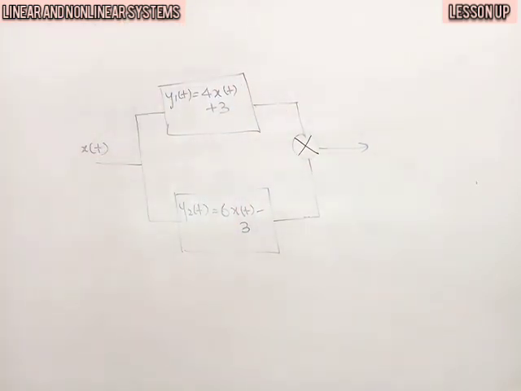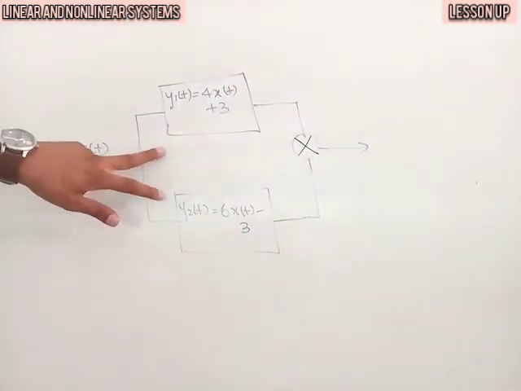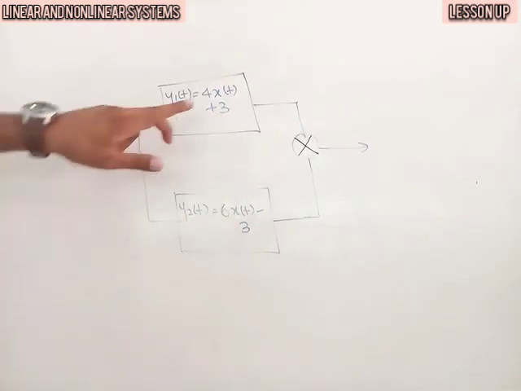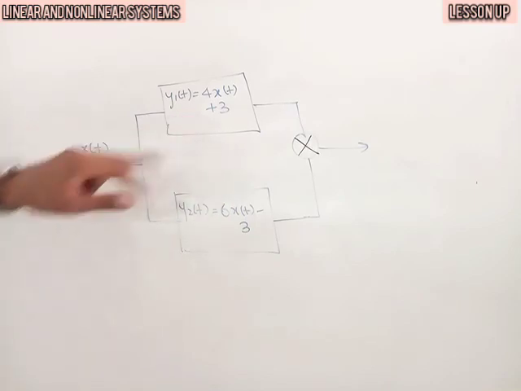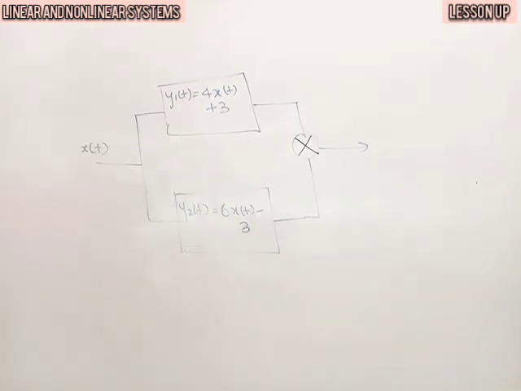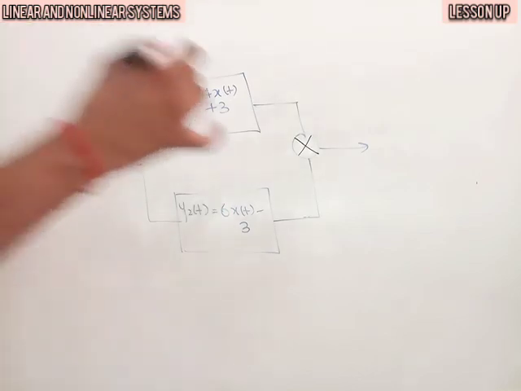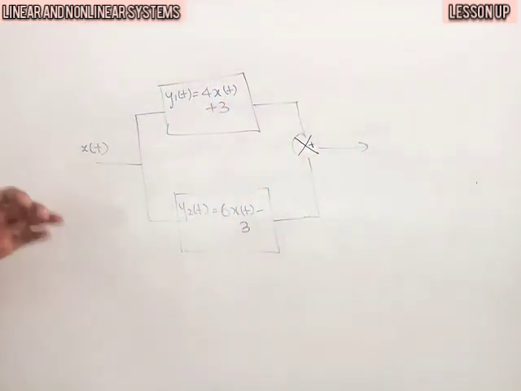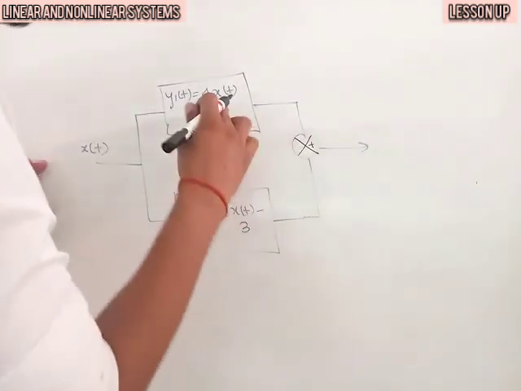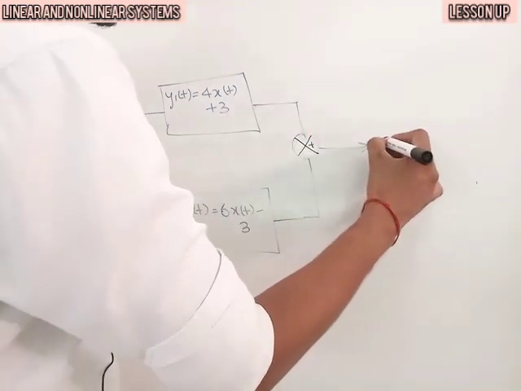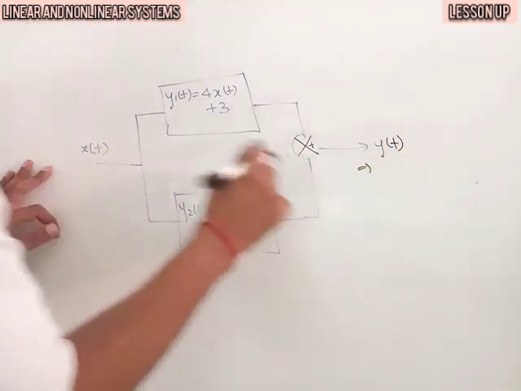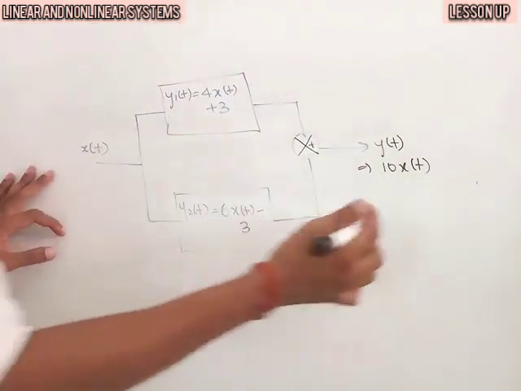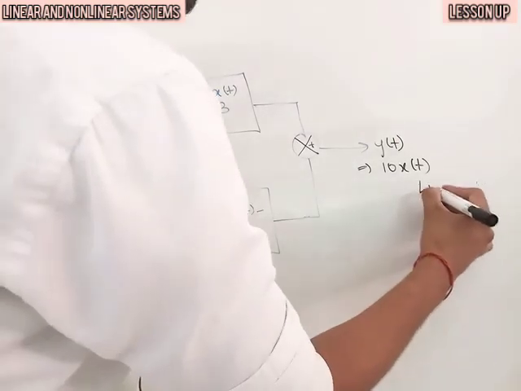Now suppose we have two non-linear systems, because each is non-linear since it contains a constant term, plus 3 and minus 3. If two non-linear systems are connected in parallel, then we can get output linear or non-linear. Suppose in this case we add these two equations, we will get output as 4x plus 6x, that is 10x of t, and 3 minus 3, that is 0, which is linear.